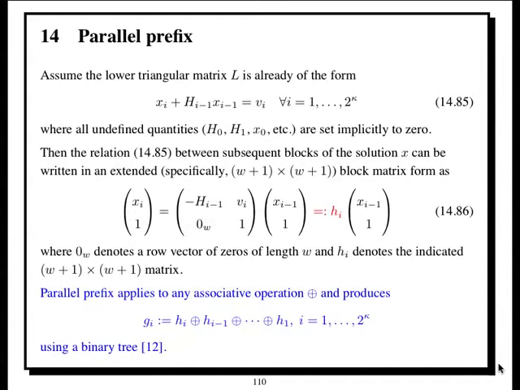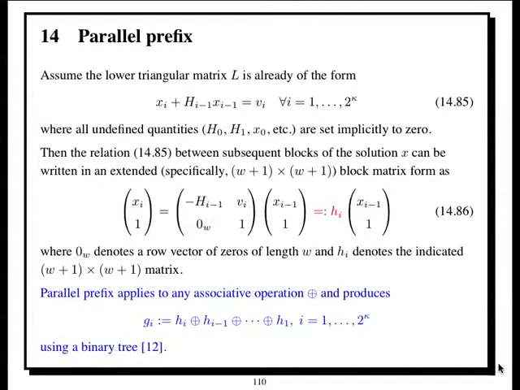In other words, I can get the new value of xi from the old value by multiplying by a slightly larger matrix, a w plus 1 by w plus 1 matrix. That means that all these xi's can be generated by a bunch of matrix multiplications, by induction. I've just said that this is hi times the previous one. Well, this one is hi minus 1 times the previous one, and so forth. By induction, you have an expression involving this.